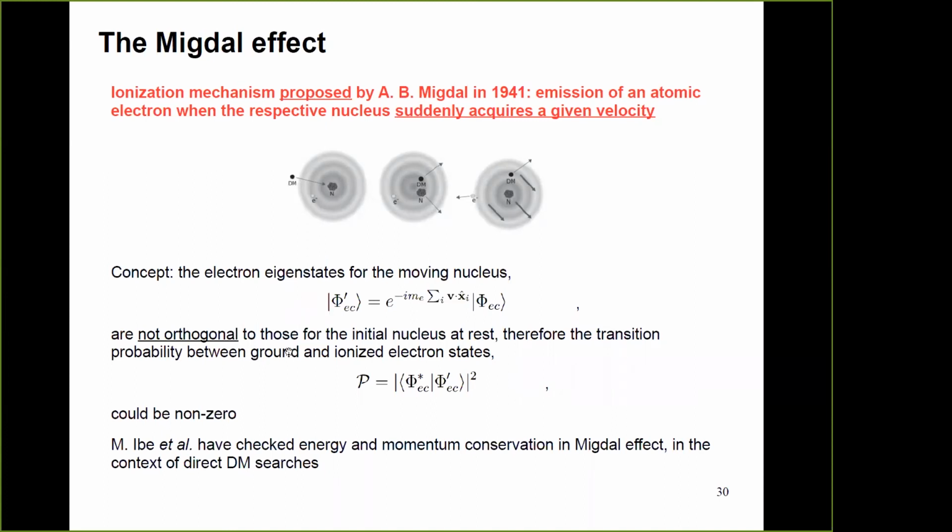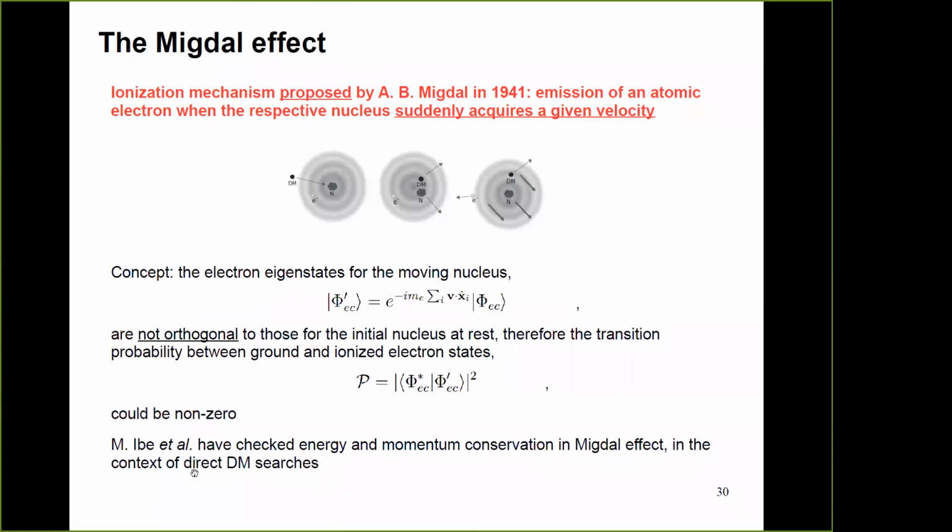And the idea behind it is that the eigenstates of the moving nucleus, which are shown here, are not orthogonal to those of the nucleus at rest. So then you have some non-zero transition probability between ground and ionized electron states, and that's because of that.